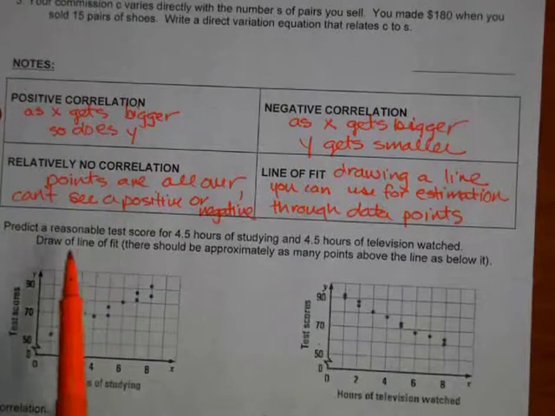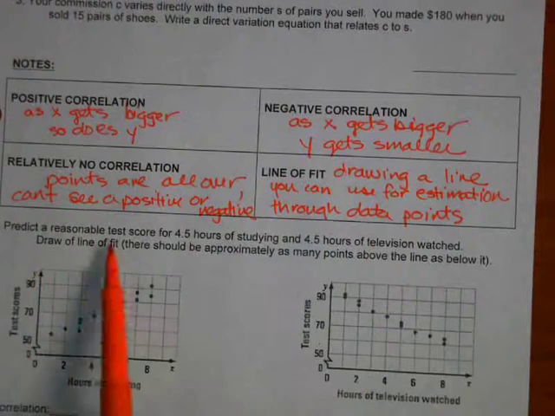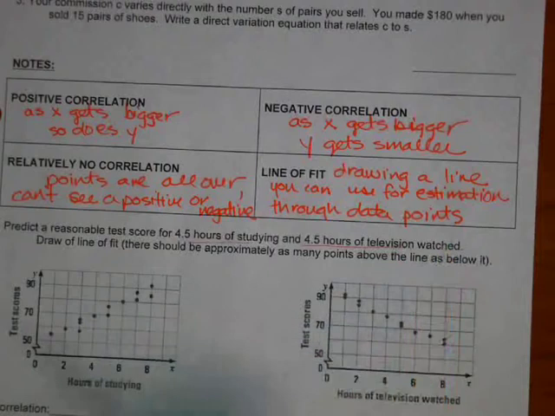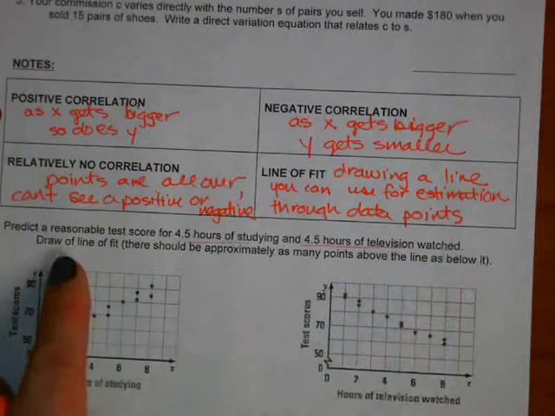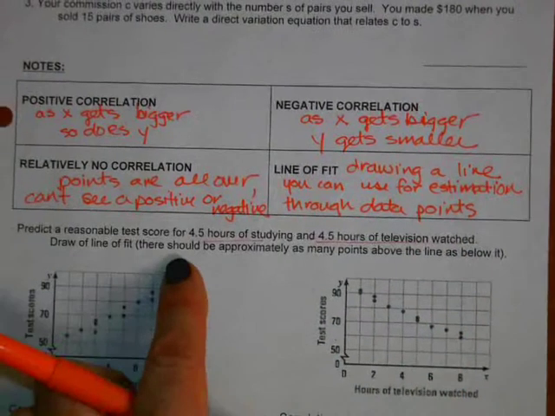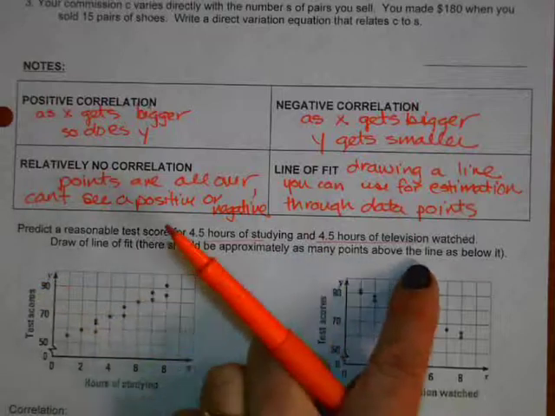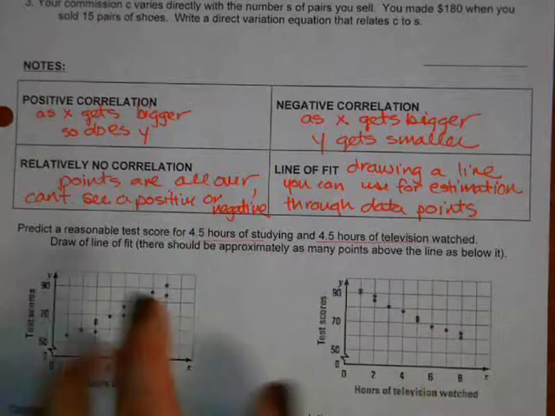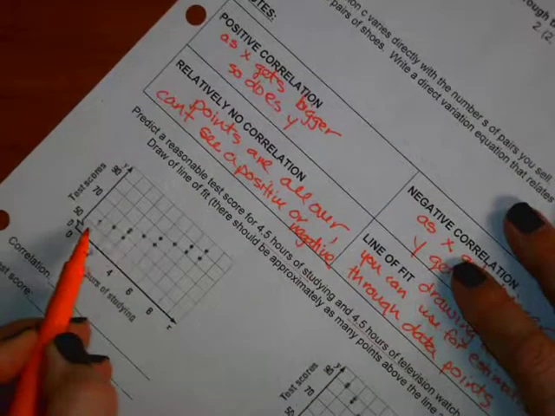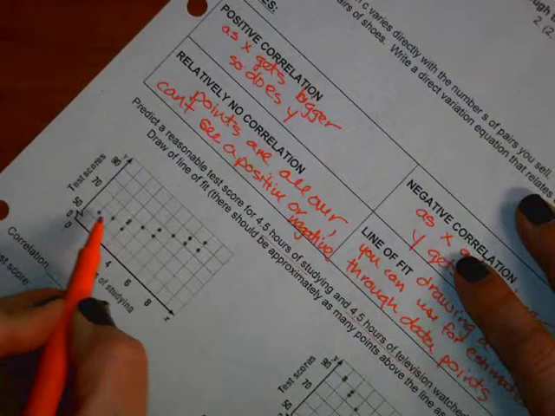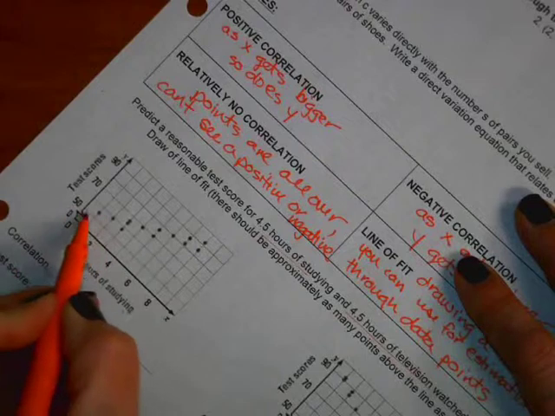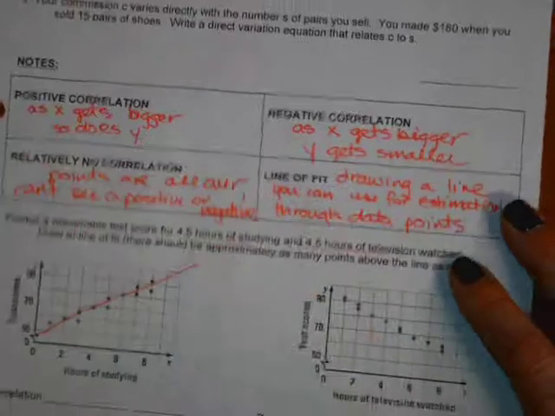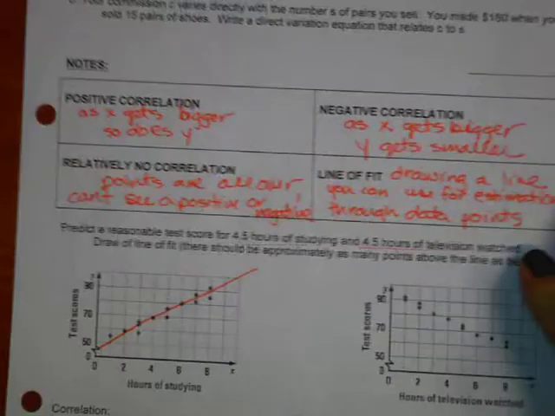All right. So let's use some of this stuff. Predict a reasonable test score for 4.5 hours of studying and 4.5 hours of TV watched. Draw a line of fit. There should be approximately as many points above the line as below it. So you're going to look. This is going up, right? I want you to draw a line of fit. Yours might be slightly different than mine. Just try and get as many points above as below. So you're going to try and go exactly through, mine's a little crooked, through that data.